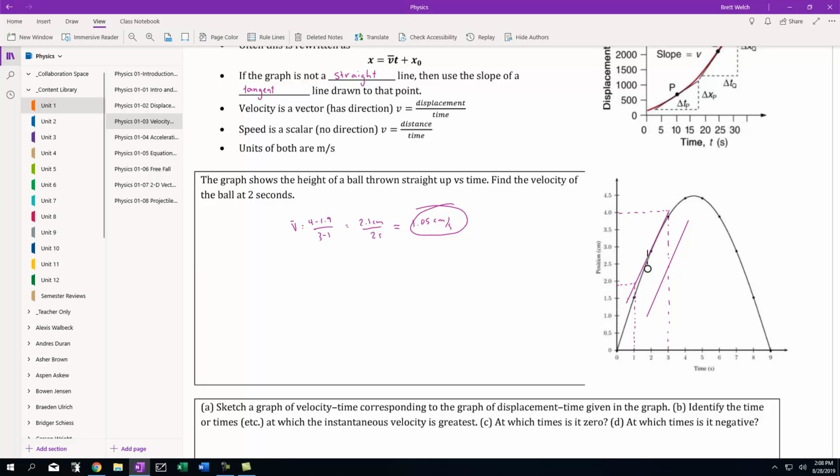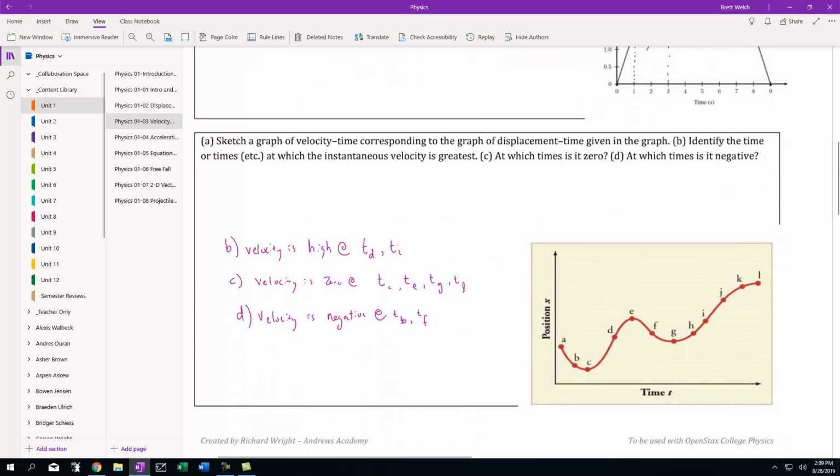So I figured it's up at about 4 centimeters at 3 seconds. At 1 second, it's about 1.9. So I did 4 minus 1.9 to find the height difference, or the position change, delta x. And then I divided that by delta t, the 2 seconds, from 1 second to 3 seconds. And I got roughly 1.05. It's centimeters on the y-axis and seconds there. And so we ended up with about 1.05. Yeah, it's a rough estimate.